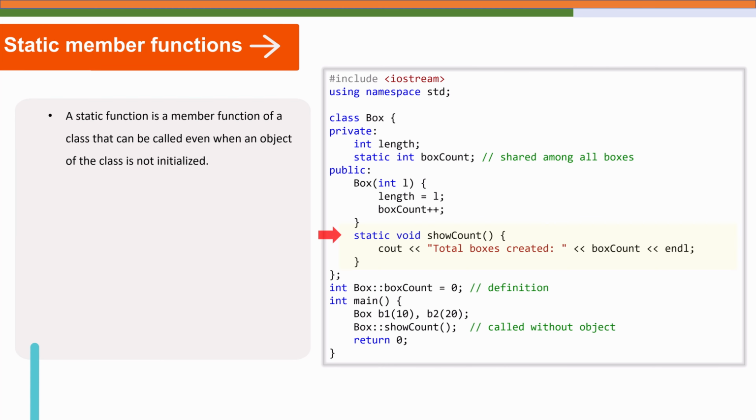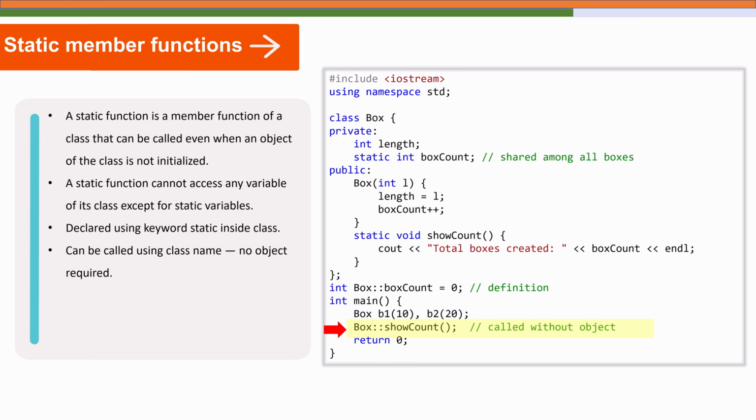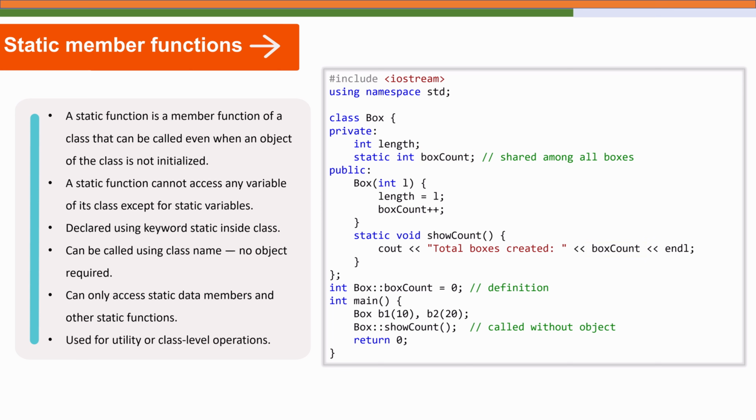In addition to static data members, we can also have static member functions. These functions operate at the class level again, rather than the object level. Static functions are declared with the keyword static, and they can be called directly using the class name, so we do not need to create any object. Here showCount is a static function. It accesses the shared variable named boxCount, which keeps track of how many objects of Box have been created. So static members and static functions are a great way to manage the data and behavior that should be common across all the instances of the class.